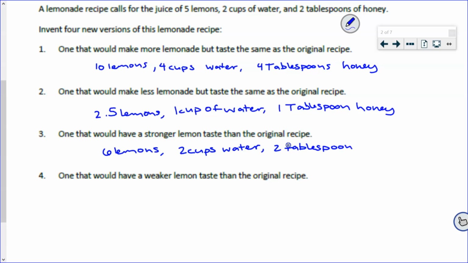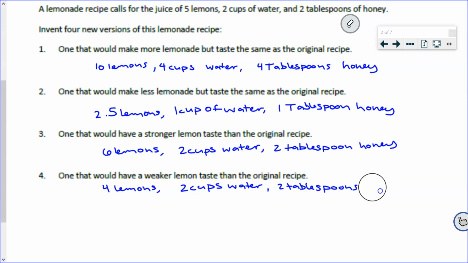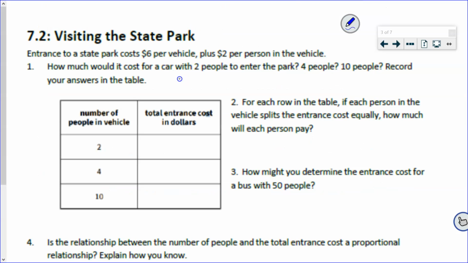And what about a weaker lemon taste? Siley. Good. 4 lemons, 2 cups of water, 2 tablespoons of honey. So we're reducing the amount of lemons, but keeping everything else the same, guaranteeing that it will taste less lemony. All right, now let's start this lesson.